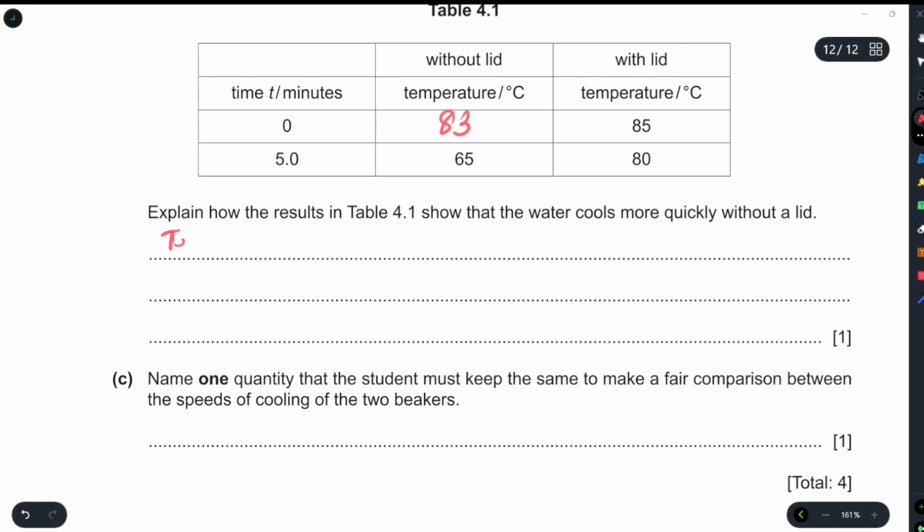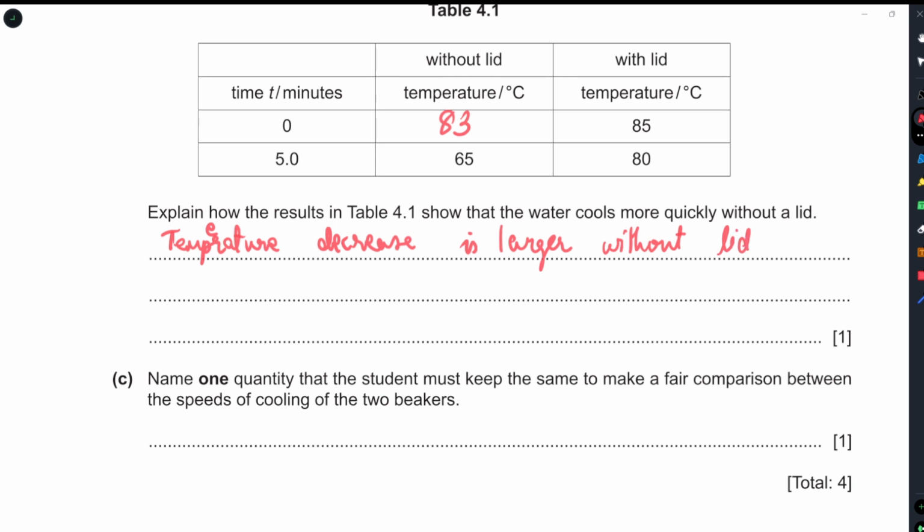Temperature difference, temperature decrease is larger without lid. So that's pretty obvious, because your drop in temperature without the lid is much larger. Name one quantity that the student must keep the same to make a fair comparison.